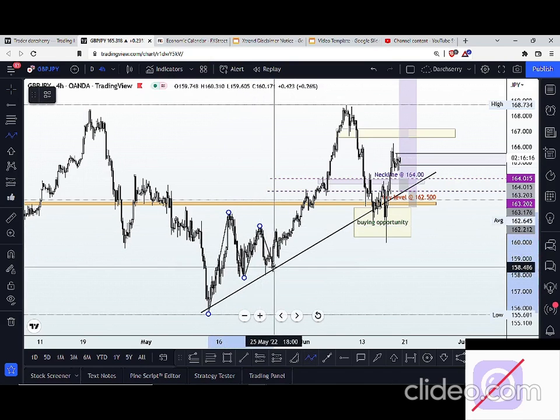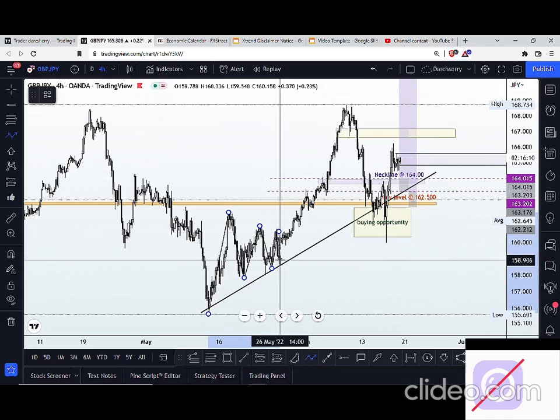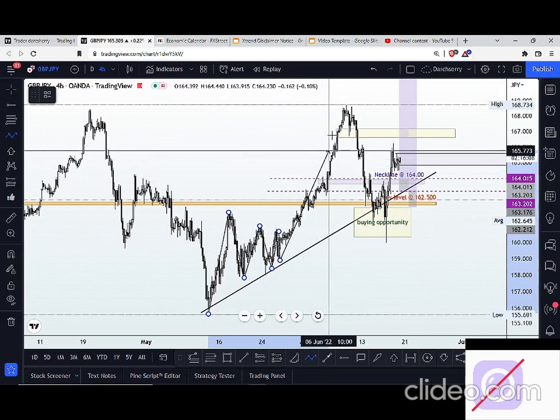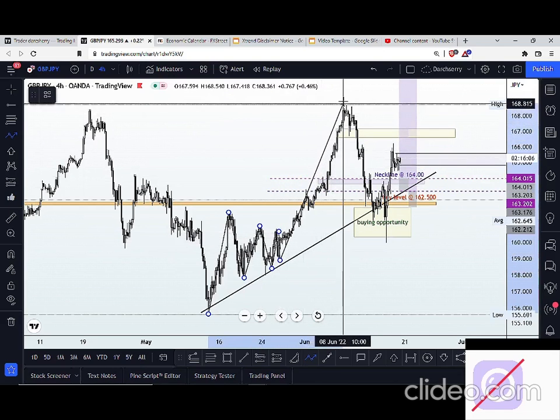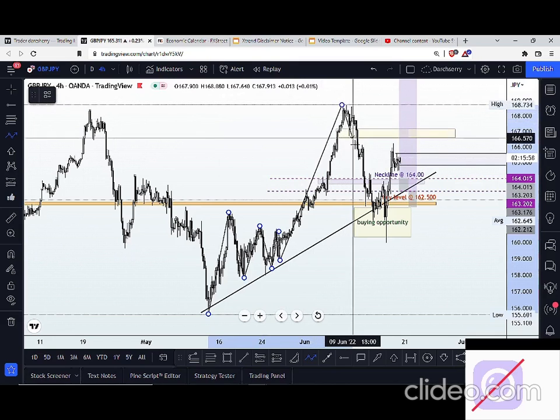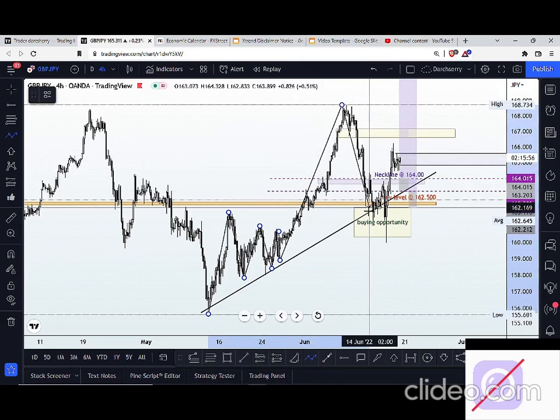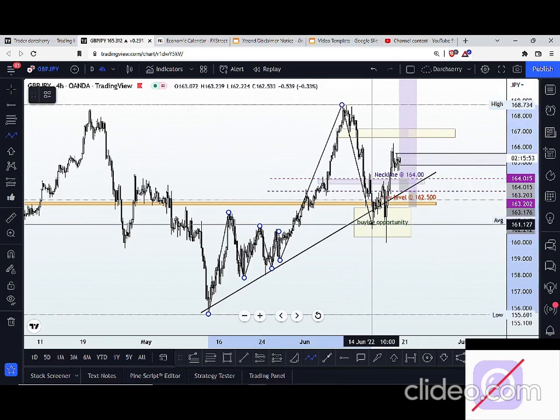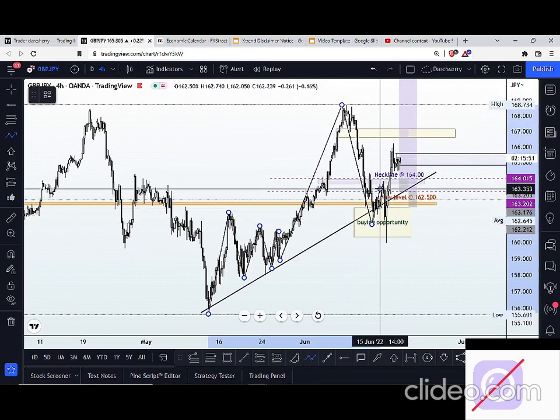Now we can see since the later part of May into the early days of June, we saw this bullish momentum, which will now serve as our impulse leg as price tested 168.750, before we saw the retracement move into the buy opportunity zone that was identified here, and we saw a reversal pattern that pushed price further up.